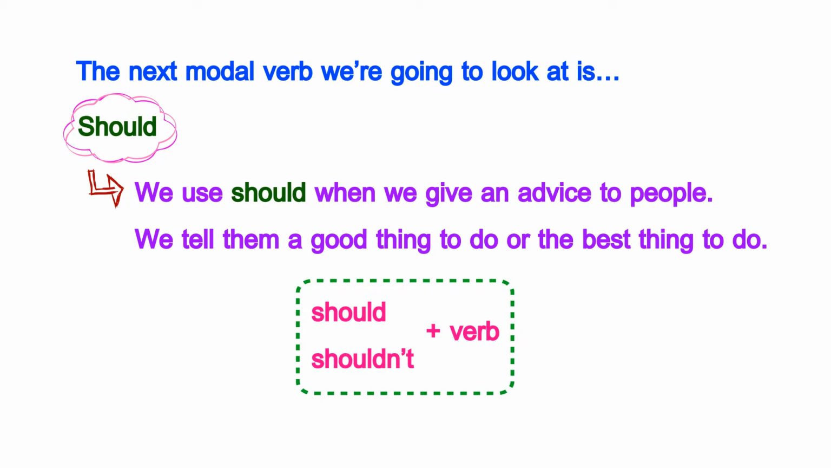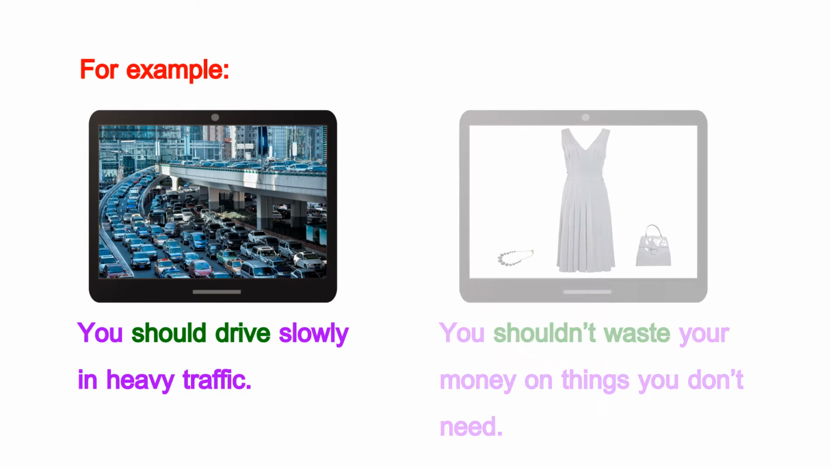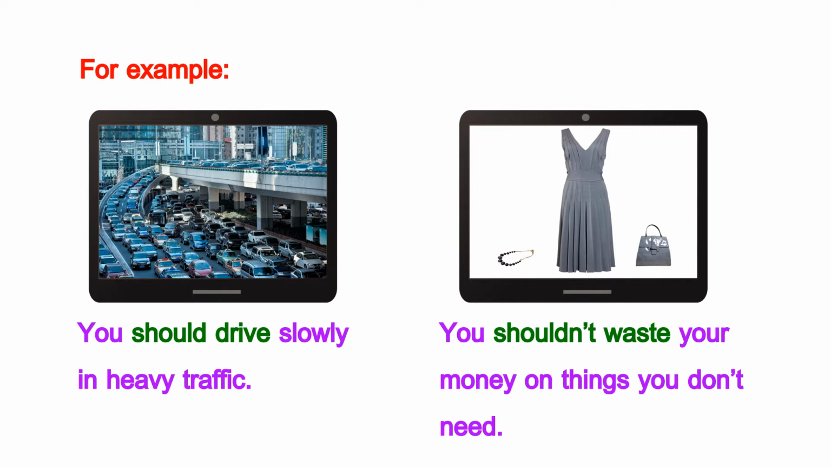So the next modal verb we're going to look at is should. We use should when we're giving advice to people. We tell them a good thing to do or the best thing to do. And we use the structure of should plus verb or shouldn't plus verb. For example, you should drive slowly in heavy traffic. Or, you shouldn't waste your money on things you don't need.